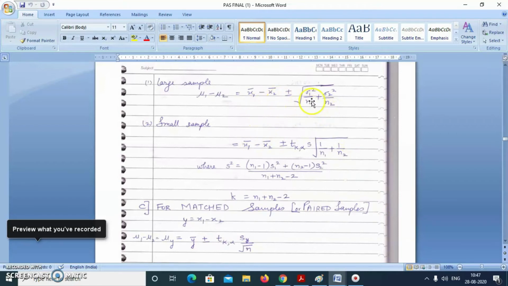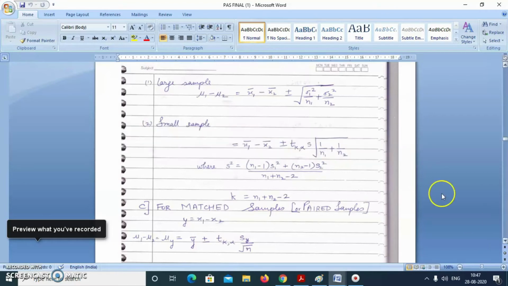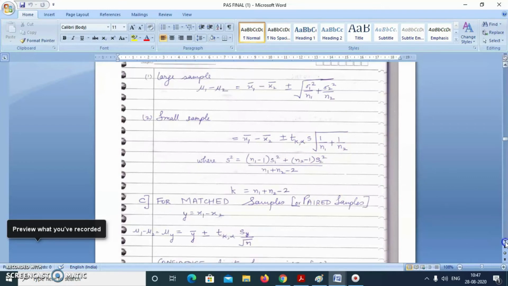And this is the standard deviation of the two samples, and N1 and N2 are the sample sizes of the two samples. In case of small samples, we'll be using this formula for estimating the difference between two means.